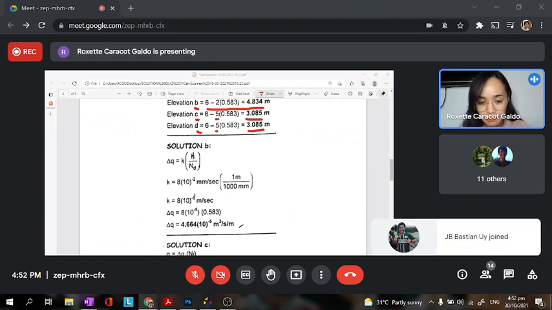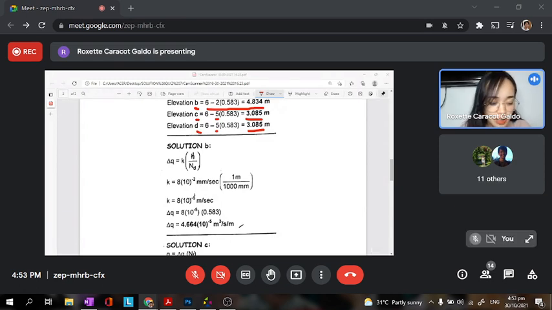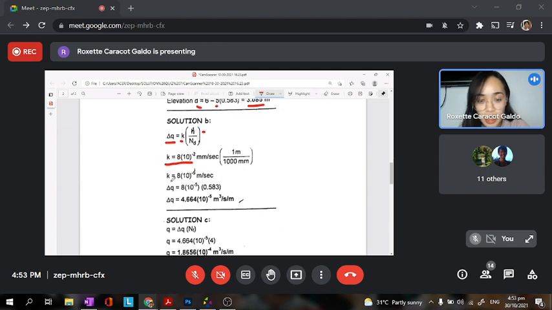Okay. So for the second question, we are asked to solve the rate of the seepage through flow channel number 2, no? So only flow channel number 2 is used for the seepage rate. So here's the solution. The seepage rate is equal to K times H over ND.